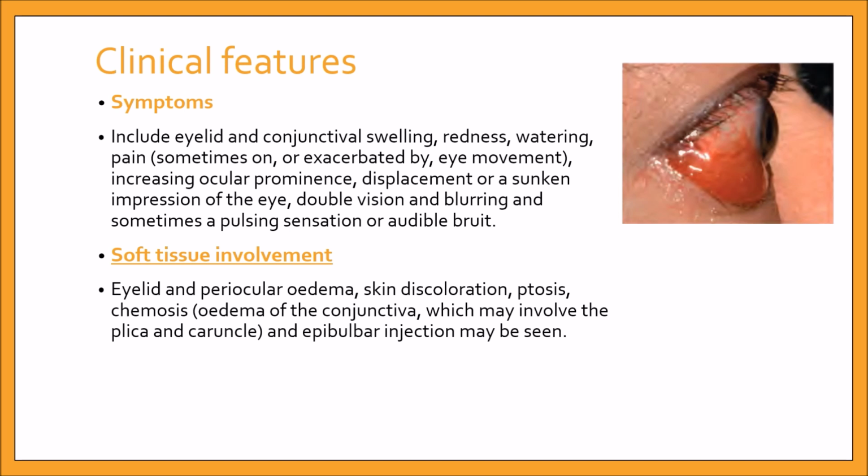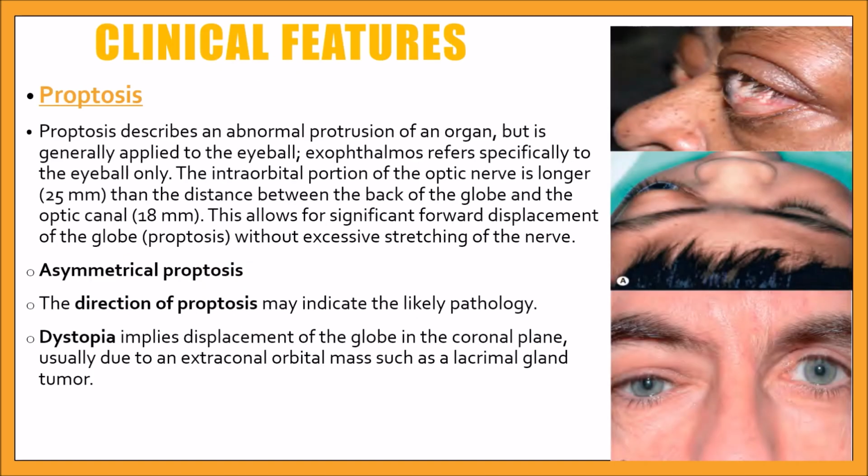Causes include thyroid eye disease, orbital inflammatory disease, and obstruction to the venous drainage. One of the most important features is proptosis, which is described as an abnormal protrusion of an organ, but is generally applied to the eyeball.